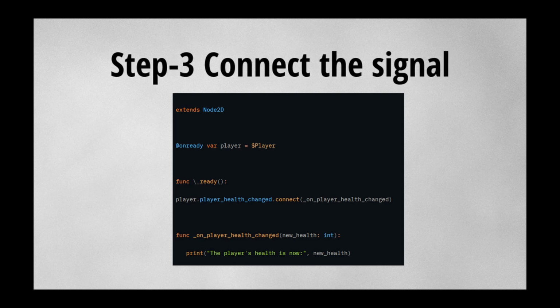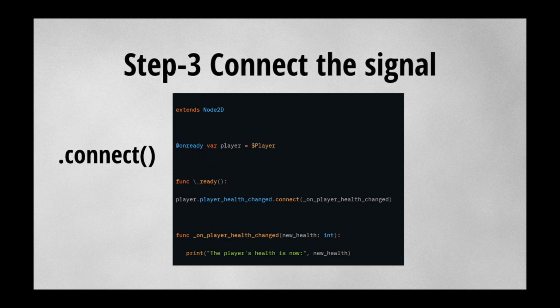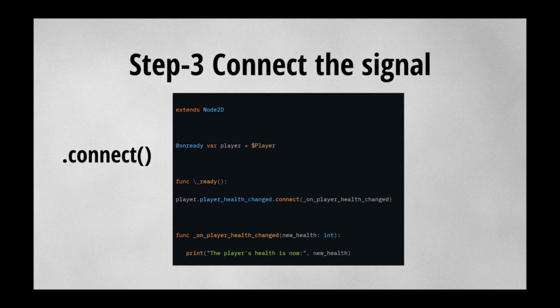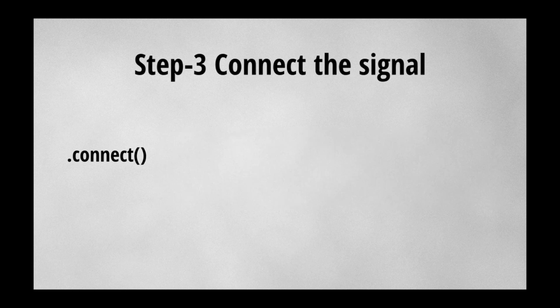Step 3. Connect the signal. Right now your signal is firing but nobody is listening. You need to connect it to another script so Godot knows what should happen when that signal is emitted. Here is an example. Let's break that down. Player. This is simply the player node that has the signal. player_health_changed is the signal name. Dot connect function. This tells Godot whenever the signal is fired, run this function, and this function is like this. on_player_health_changed is the function that gets called every time the signal is emitted, or your custom function.